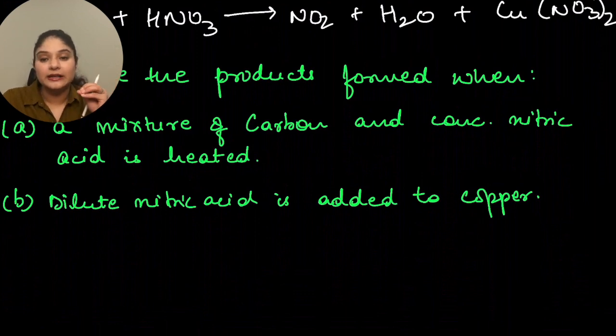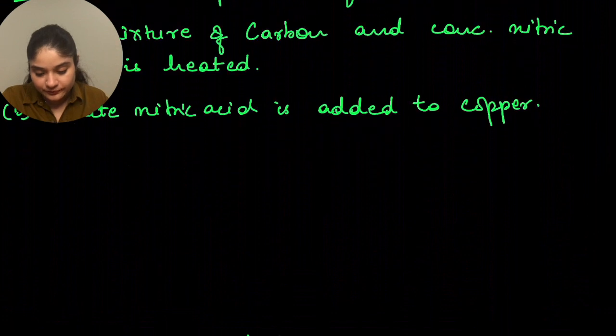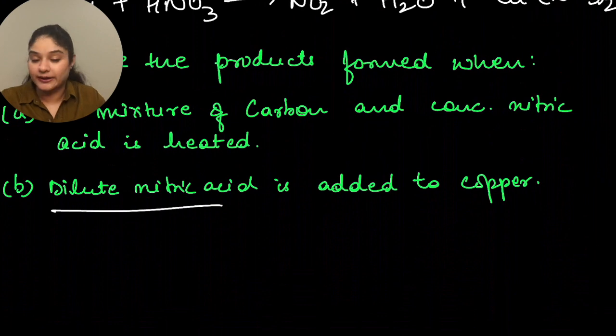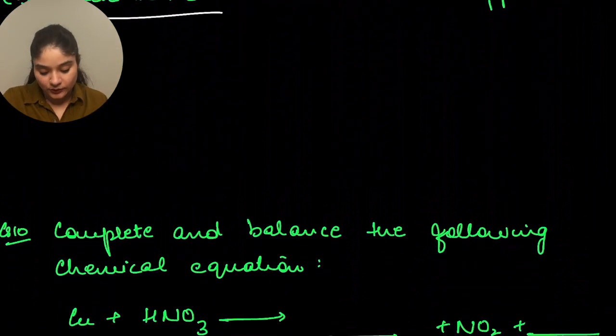Now in this case they are asking dilute nitric acid added to copper. So in this case what will you get? You'll get copper nitrate, you will get water, and you'll get nitrogen dioxide. You'll have 3 products. Let's move ahead to the next one. Oh sorry, you have dilute, right? In dilute you get nitric oxide, not nitrogen dioxide, nitric oxide. Let's move to the next question again.